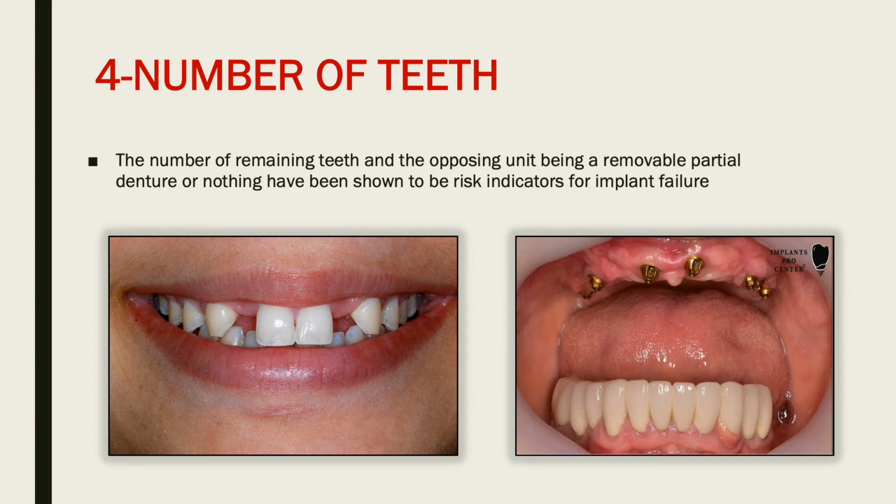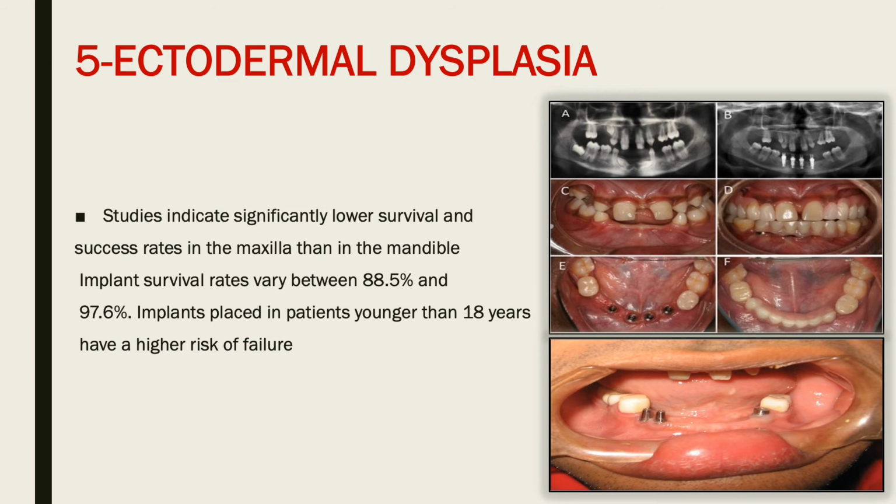The number of teeth. The number of remaining teeth on the opposing unit, being a removable partial denture or nothing, has been shown to be a risk indicator for implant failure. In ectodermal dysplasia, studies indicate lower survival and success rate in the maxilla than in the mandible. The implant survival rate varies between 99.5% and 97.6%. Implants placed in a patient younger than 18 years old have a higher risk of failure.